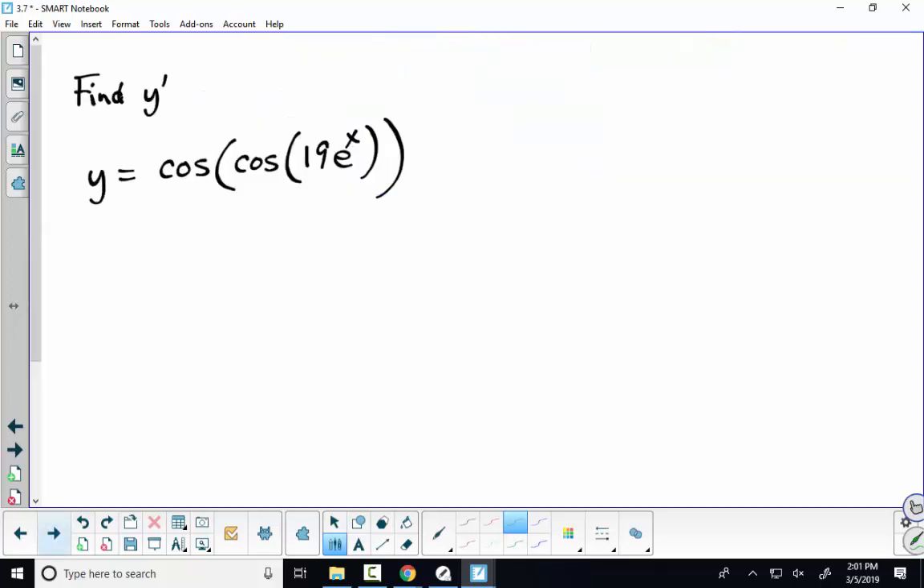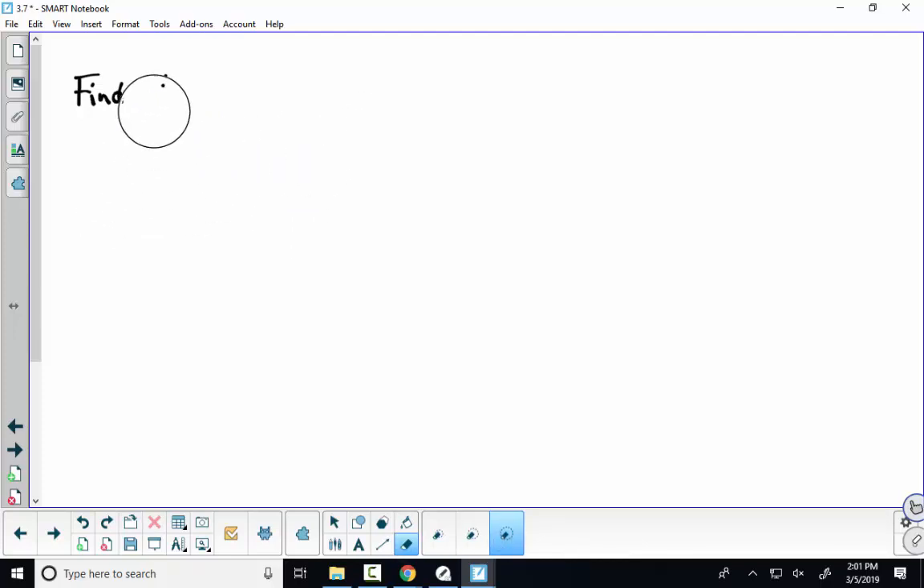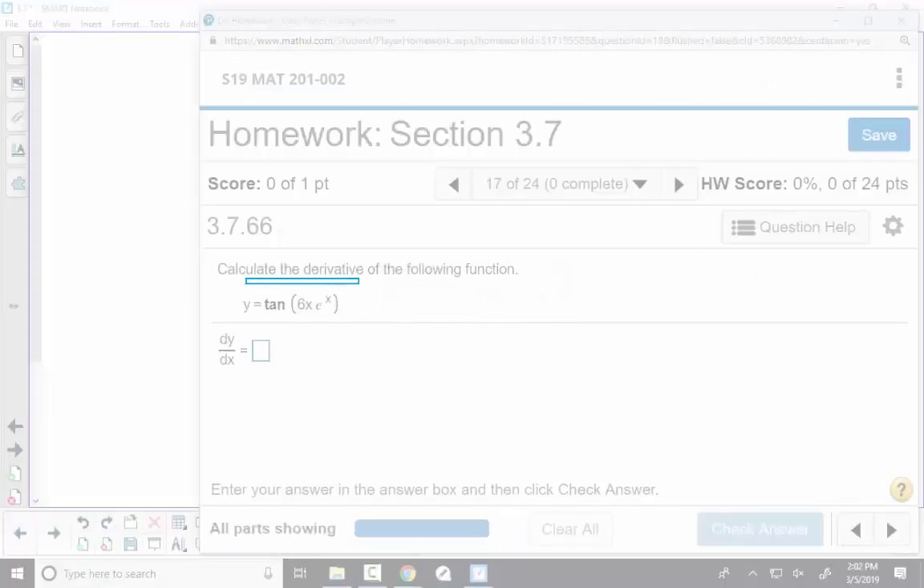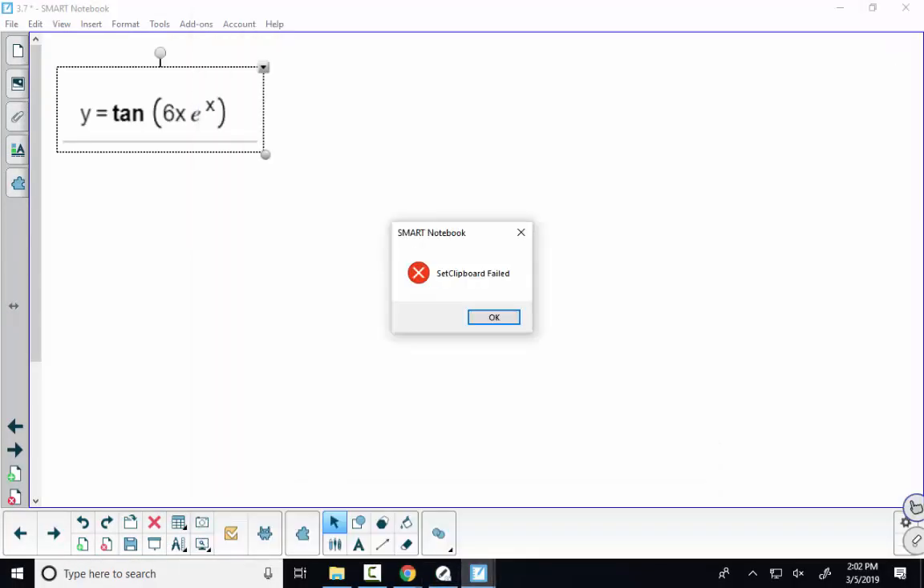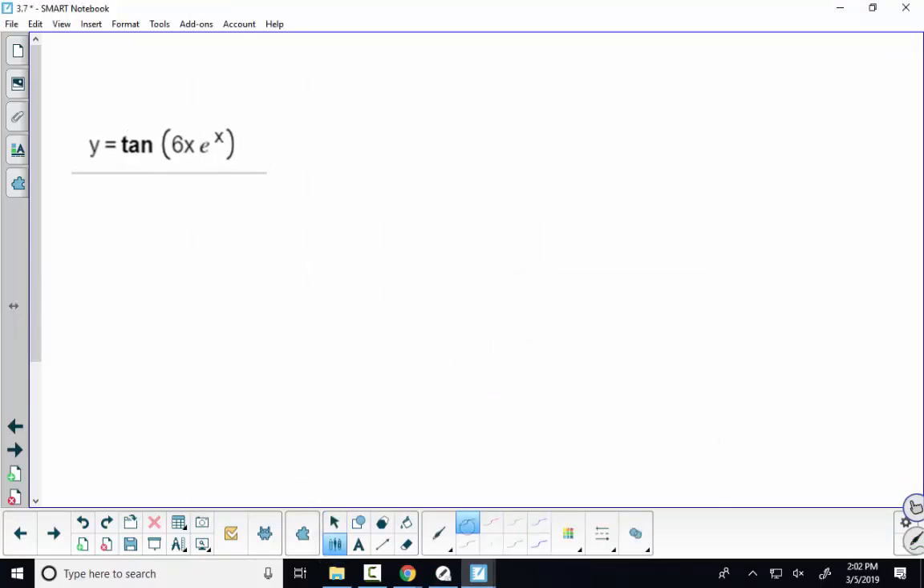I'm going to forego this example and use one from your homework instead. Okay, that'll work. I'm going to get this problem from your homework. It's the tangent of 6x e to the x. And maybe we can look at another one after. Okay, so here we want to find y prime.